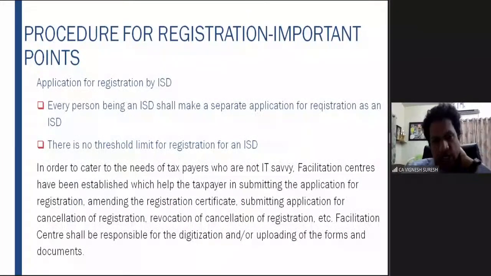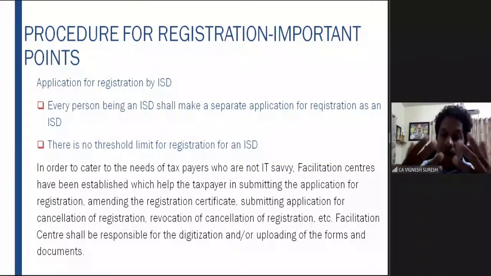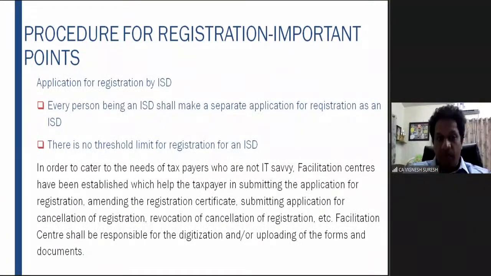Then we talk about application for registration by input service distributor. This input service distributor we already covered in the previous session. In very simple terms, an input service distributor means a person, in case of a company which has multiple GST registrations in multiple states and it has common input tax credit, this company needs to take a separate registration as an ISD, that is input service distributor registration. What this ISD will do is calculate the common input tax credit and distribute it across all the respective states. This is what is done by the input service distributor.